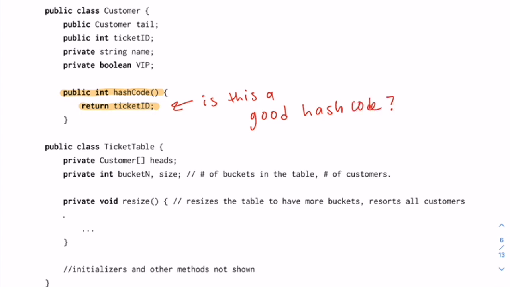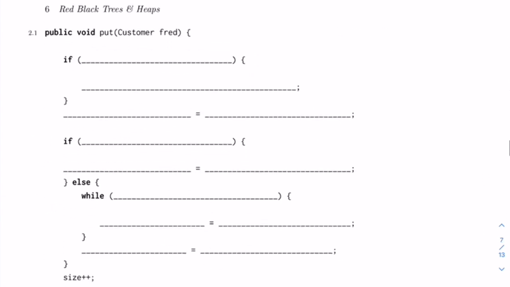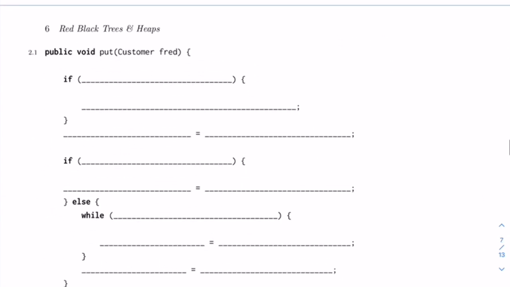Okay, we also have a ticket table class, and it seems like right here we're creating our hash table, keeping track of the number of buckets, number of customers, and we're given a resize method. We don't have to implement it, it's given to us, so maybe we can make use of that later. Okay, we're ready to start writing our put method.